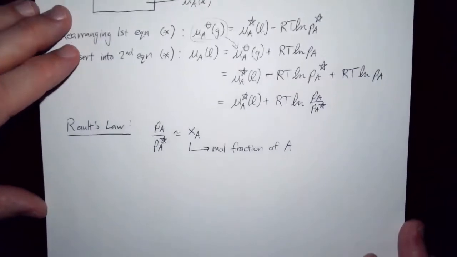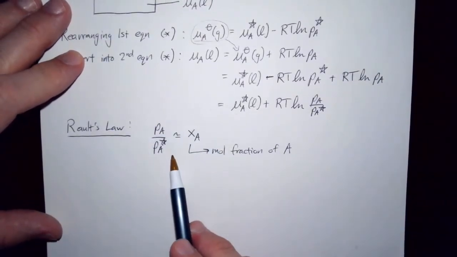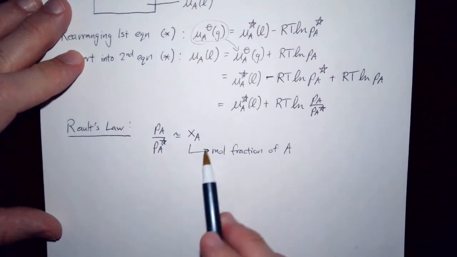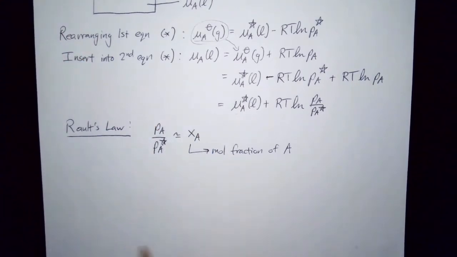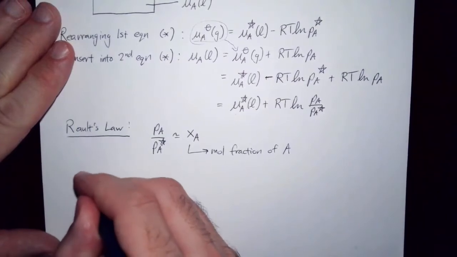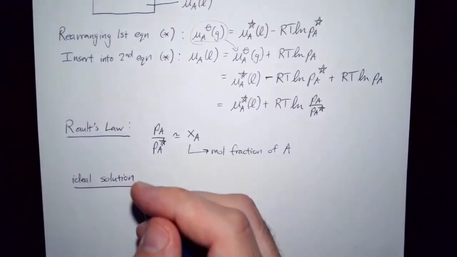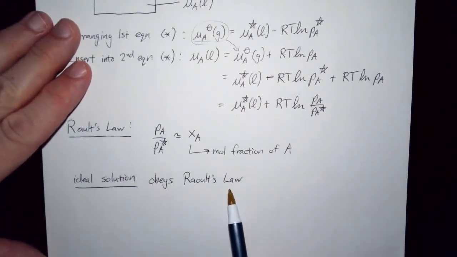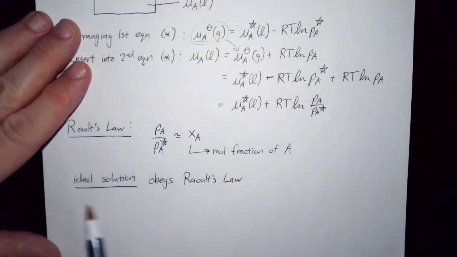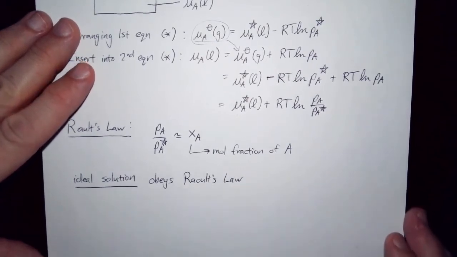So with this, if a mixture obeys Raoult's law, we call it an ideal solution. So an ideal solution obeys Raoult's law. And we'll see in just a minute that not every solution is an ideal solution. Not every solution is going to obey this law.